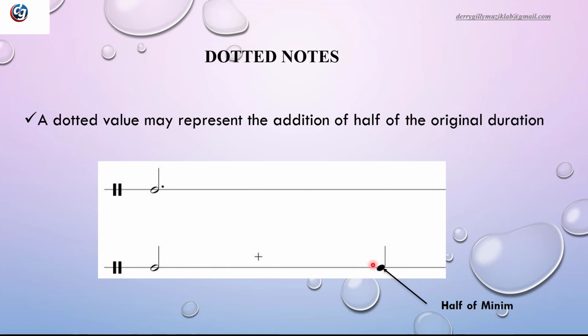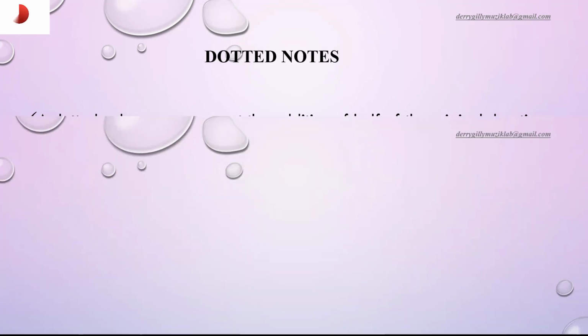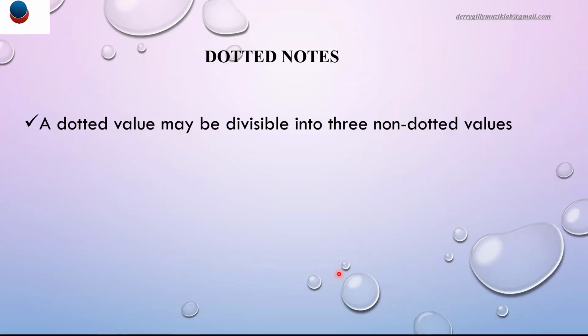This is half of a minim, and then it's been added to the minim, and then you get a 3 count. Now let's move on to the next one, which is a dotted value may be divisible into 3 non-dotted values. That's the second one. We said that a dotted value has 3 interpretations. We've done the first one, which is the dot represents the addition of half of the original value. Now the second one is a dotted value may be divisible into 3 non-dotted values.